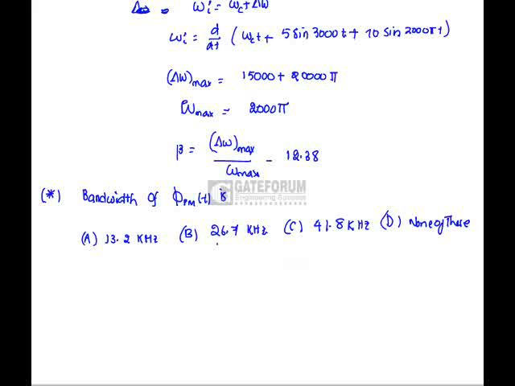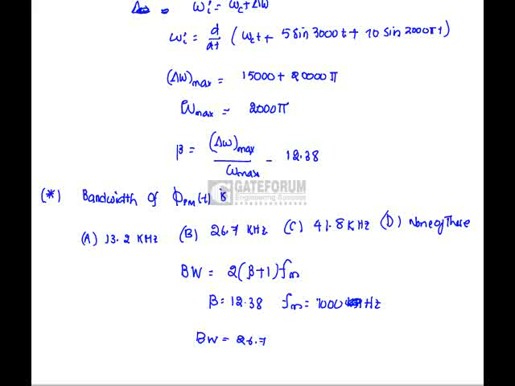Now we have to find out the bandwidth of the given frequency modulated signal. Here the bandwidth for the frequency modulated signal is given by Carson's rule, that is bandwidth is equal to 2 into frequency deviation ratio plus 1 into maximum frequency f m. Now beta is 12.38, f m is 1000, that is omega max by 2 pi hertz. If we substitute the values, we get bandwidth as 26.7 kilohertz. Hence option B is correct.